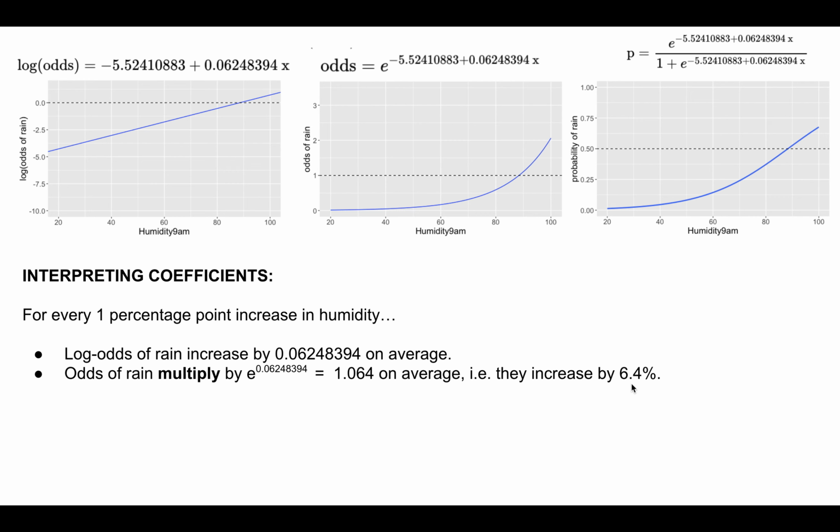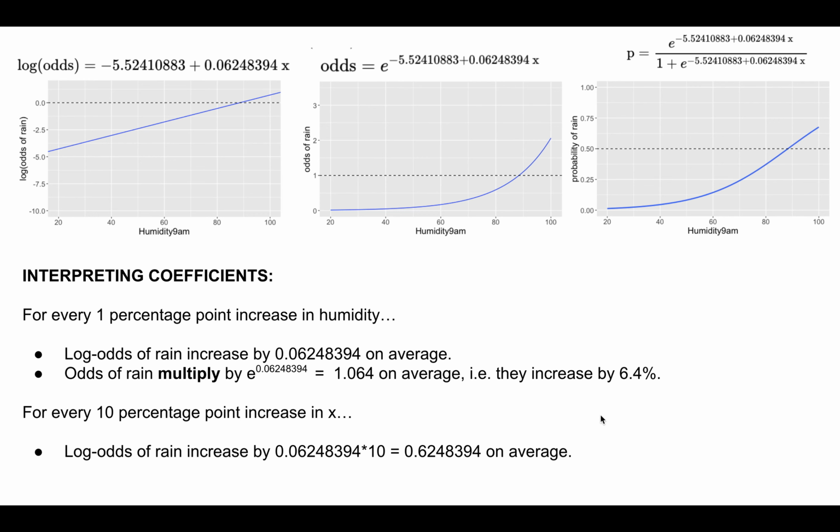Now, a change of 1 percentage point in humidity isn't very noticeable to the human body, so let's think about this on a more meaningful scale. On a scale of 10 percentage point increase in humidity. In this case, we can see that when we multiply our coefficient by 10, we expect the log odds of rain to increase by 0.62 for every 10 percentage point increase in humidity.